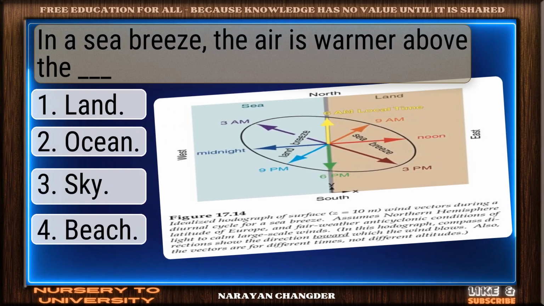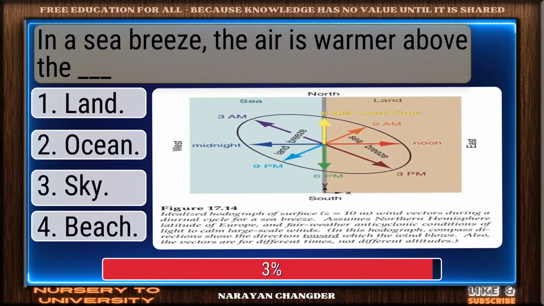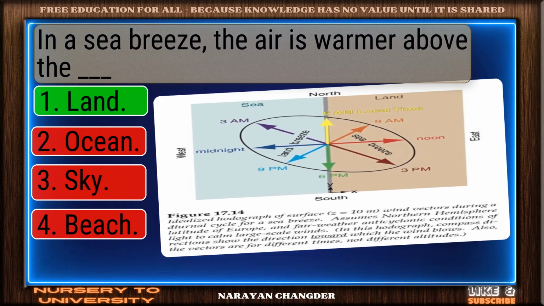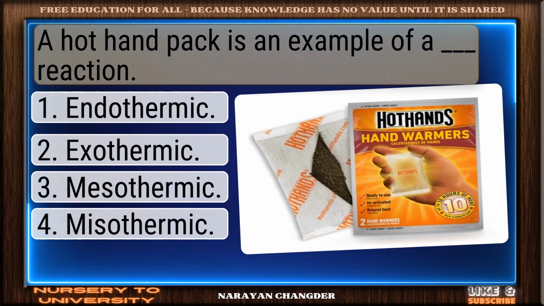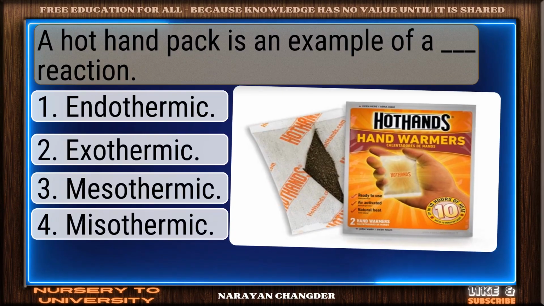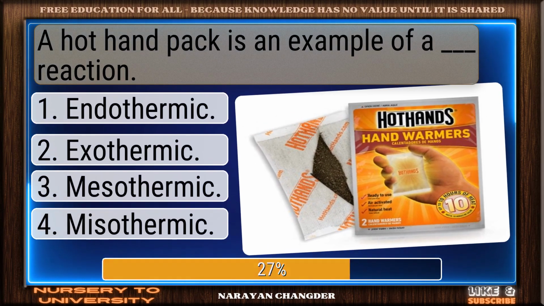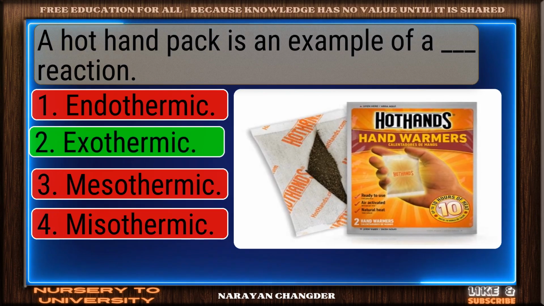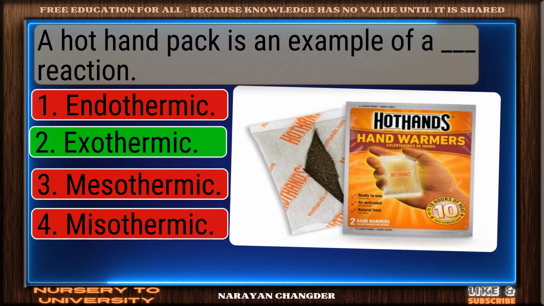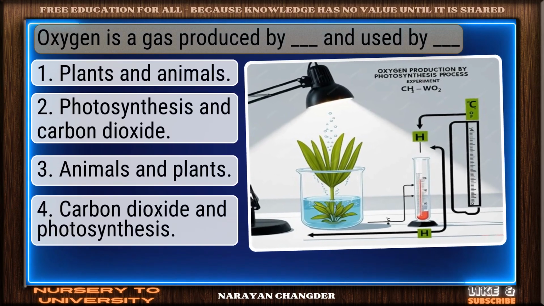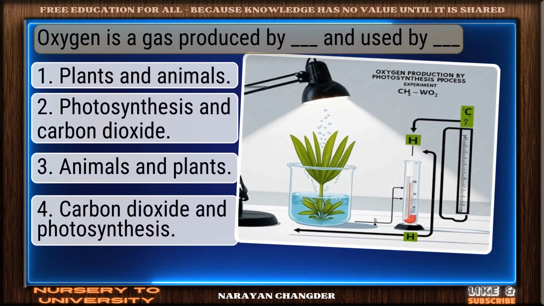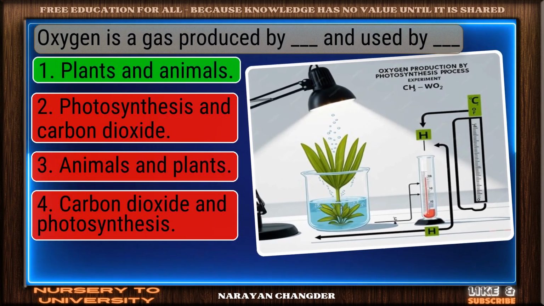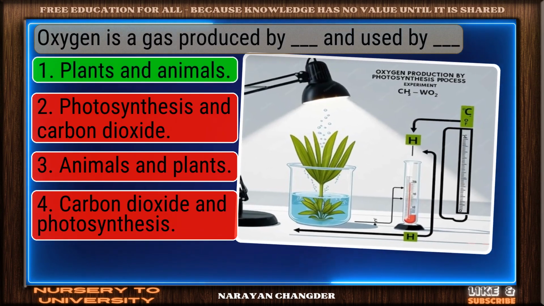In a sea breeze, the air is warmer above the dash. Well picked. Land is the correct answer. A hot hand pack is an example of a dash reaction. Well done. Exothermic is the right choice. Oxygen is a gas produced by dash and used by dash. Valid point. Plants and animals is true.